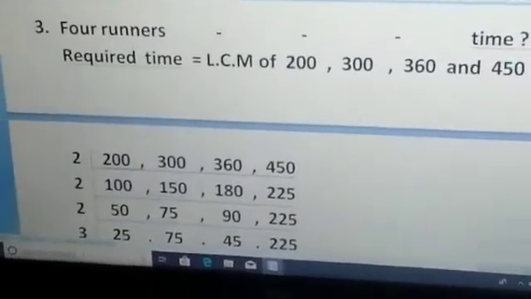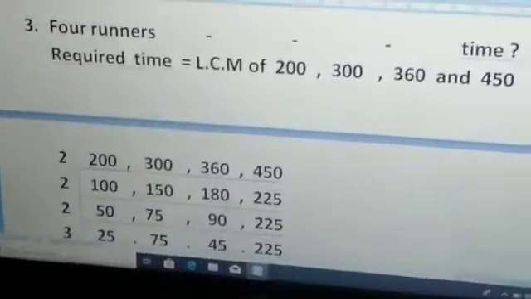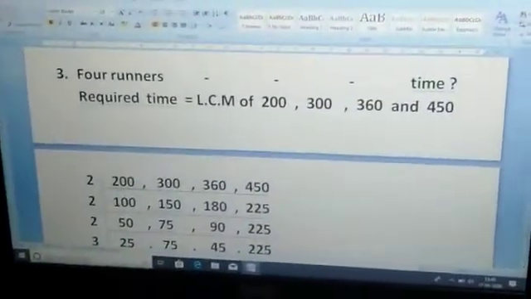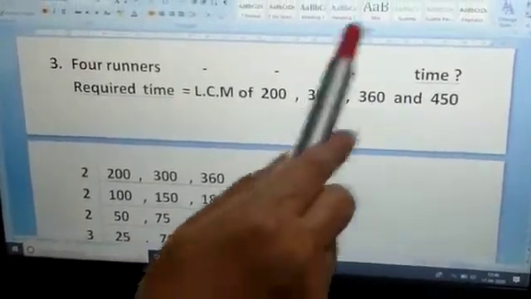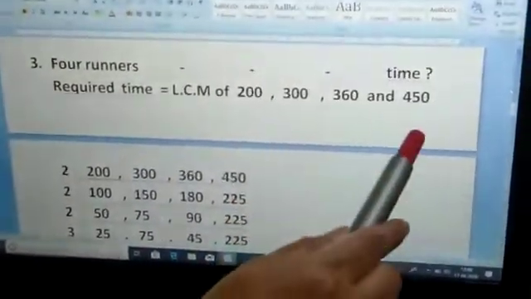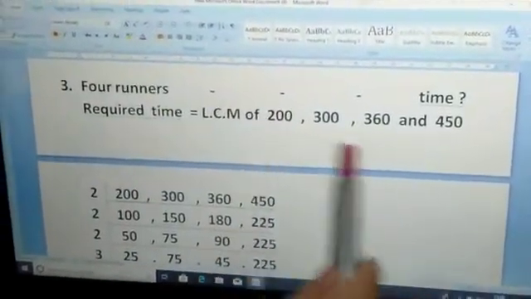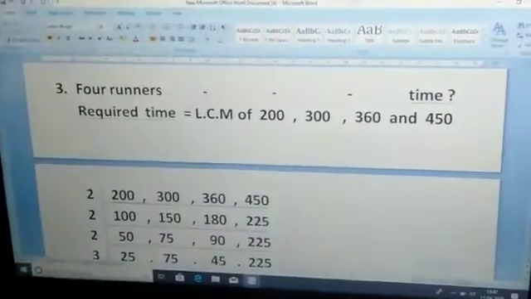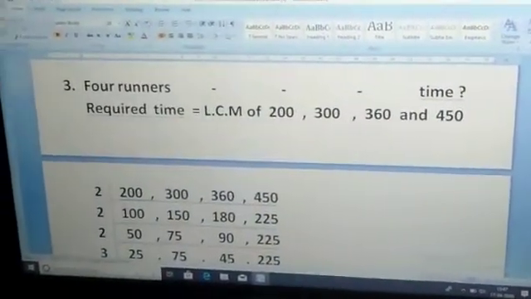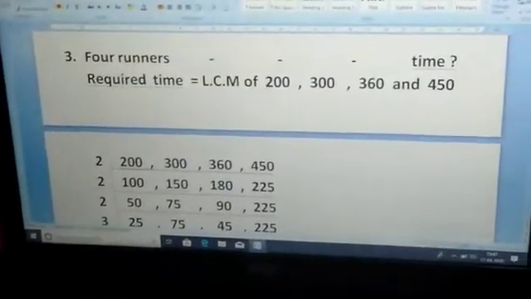Four runners started running simultaneously from a point on a circular track. There is a circular track and they all started simultaneously from a point. They took 200 seconds, 300 seconds, 360 seconds and 450 seconds to complete one round. As indicated, four runners were there. After how much time do they meet at the starting point for the first time?